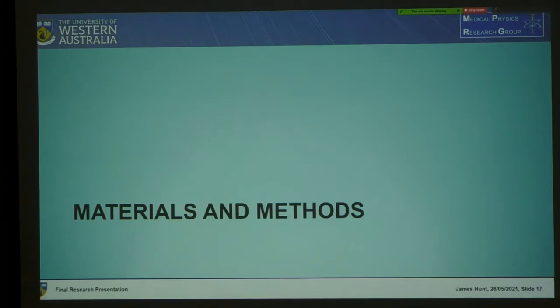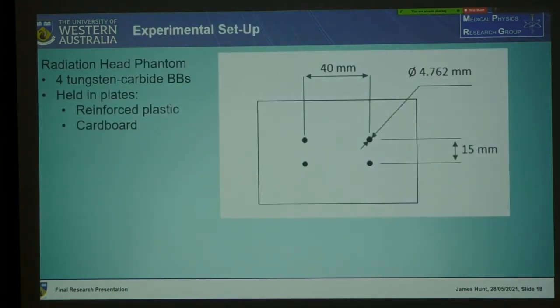So my materials and methods. This is a phantom that we designed. Basically, it has 4 ball bearings made of tungsten carbide implanted in a plate. We use 2 different materials for plates. We mainly use reinforced plastic, but we also tried a cardboard plate to see if that would give us better contrast to noise ratio. I've got the dimensions there. Basically, they're rectangles, 40 by 15 millimeters.